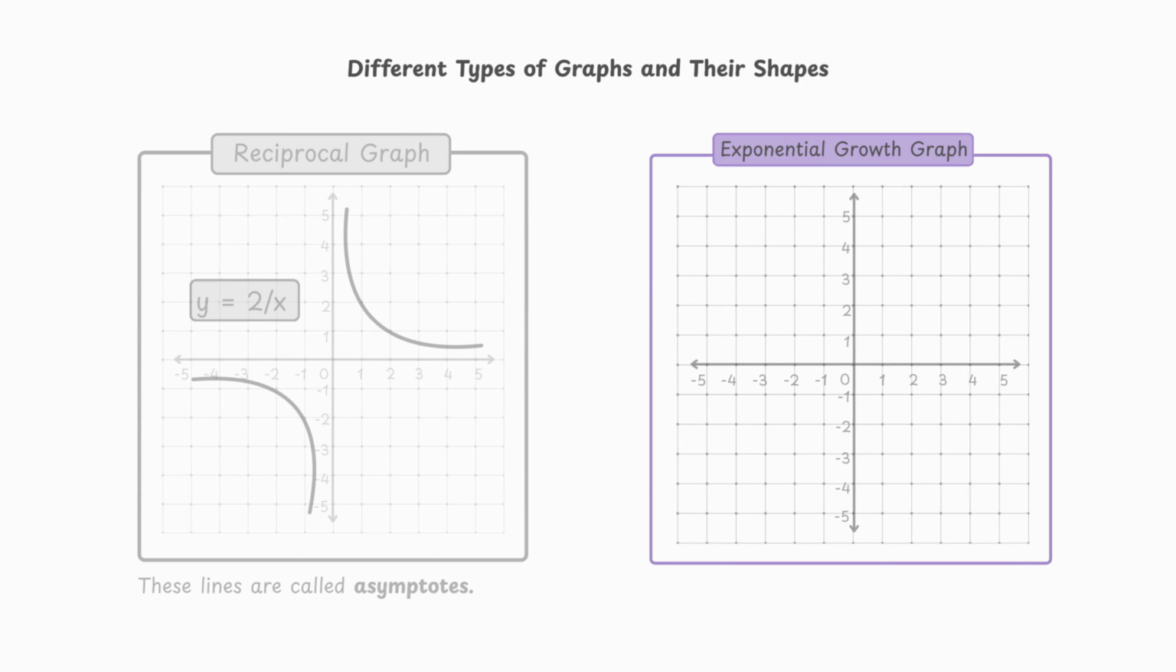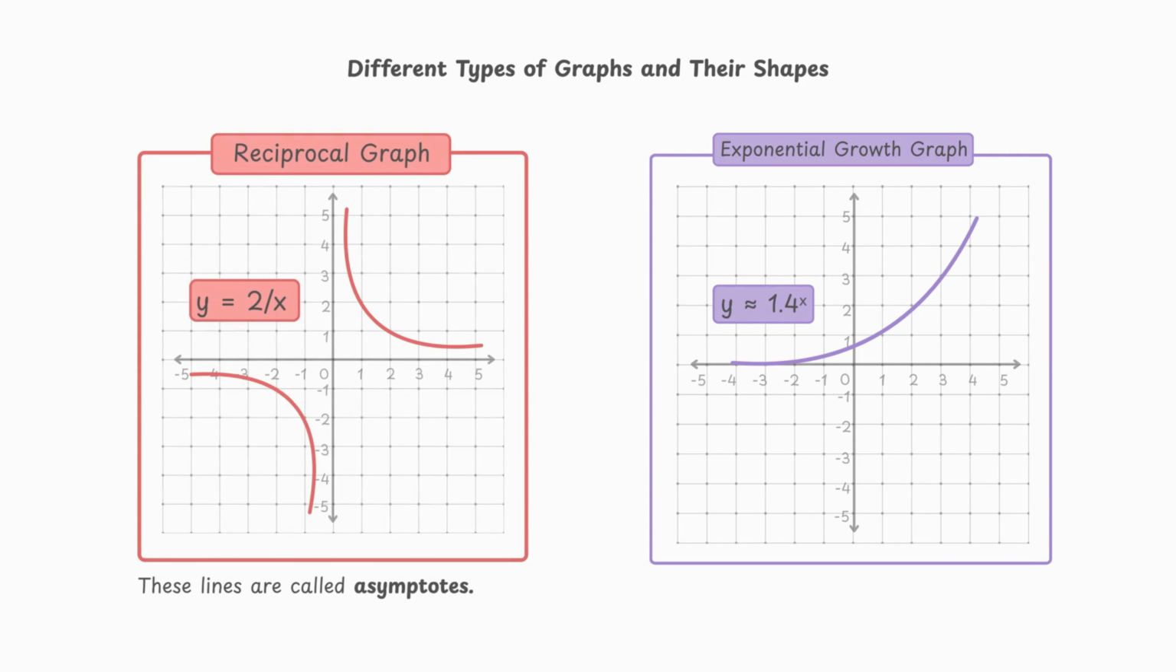Now, look at the graph on the right. This is an exponential growth graph. Notice how the graph starts off quite flat and then begins to rise more and more steeply. As x increases, the value of y increases very rapidly. The equation shown is approximately y equals 1.4 to the power of x. This type of graph always stays above the x-axis and increases at an increasing rate.